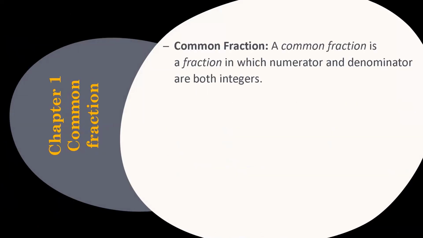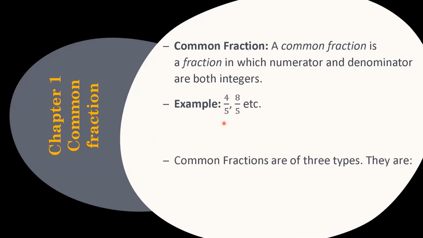Now, as you can see, chapter 1, at first I will discuss common fractions. So let us see what a common fraction is. A common fraction is a fraction in which numerator and denominator are both integers. Again, a common fraction is a fraction in which numerator and denominator are both integers. For example, 4 divided by 5, 8 divided by 5, etc. You can see here the numerator and the denominator both are integer values.